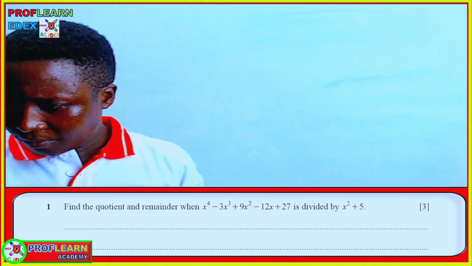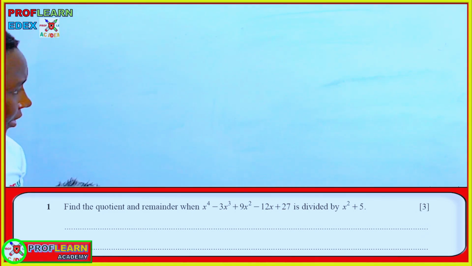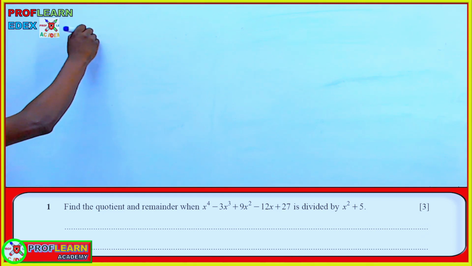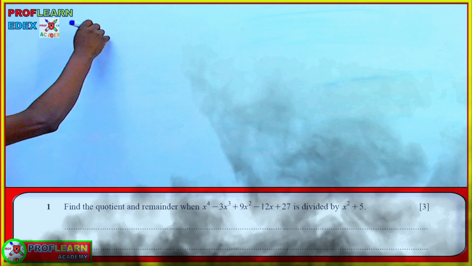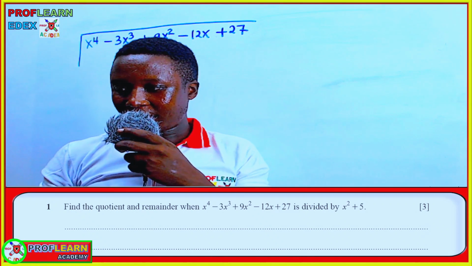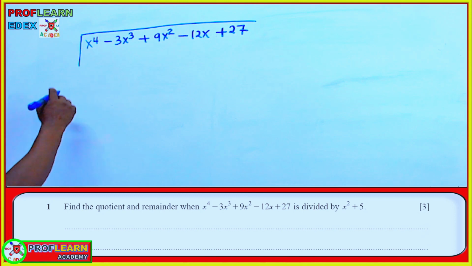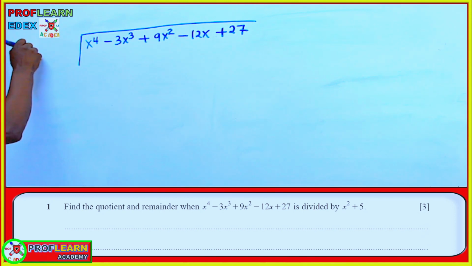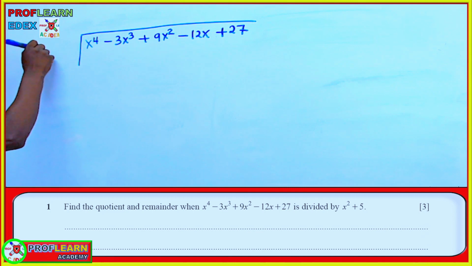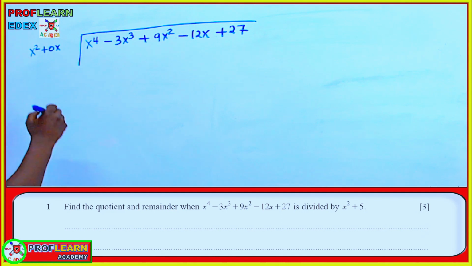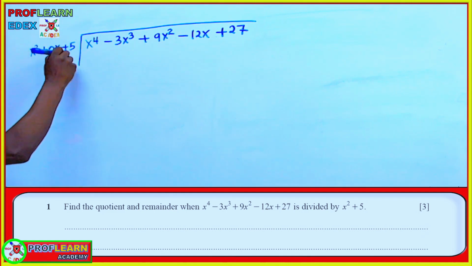Okay, so we shall start by writing how long division works. So I'll start by writing here the expression that we are given. This is actually x power 4. So what are we dividing this by? We're dividing this by x squared plus 5. But I'm not going to write x squared plus 5 as it is, because there are those powers that are missing. So I'll start with x squared plus 0x, because that term is not there, so I need it, then plus 5.